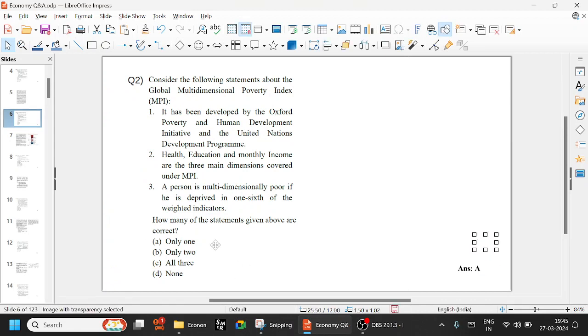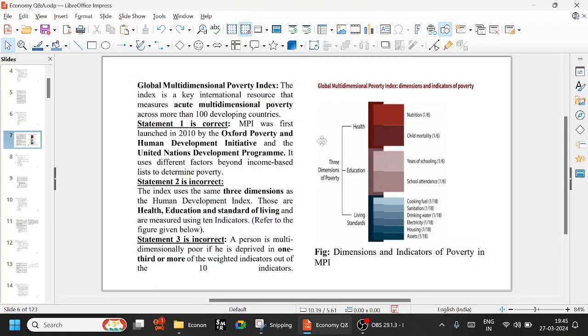Only one is correct. So these 2 and 3 are wrong. It has been developed by the Oxford Poverty and Human Development Initiative and the United Nations Development Programme. This is correct, and the other two are wrong. And try to observe this also: health, education, and living standards, and what are the subparts within that.